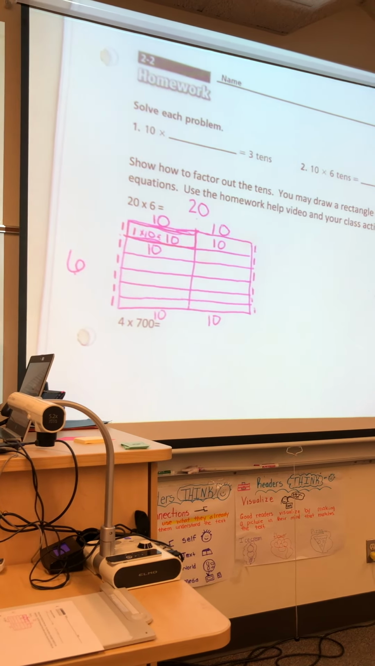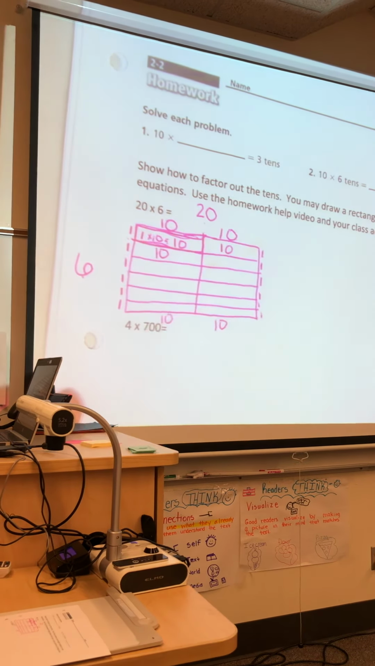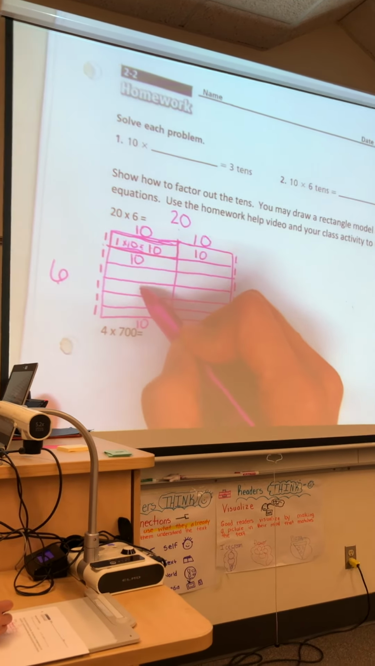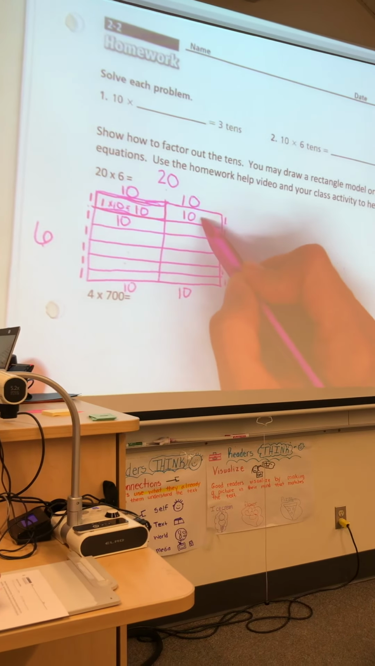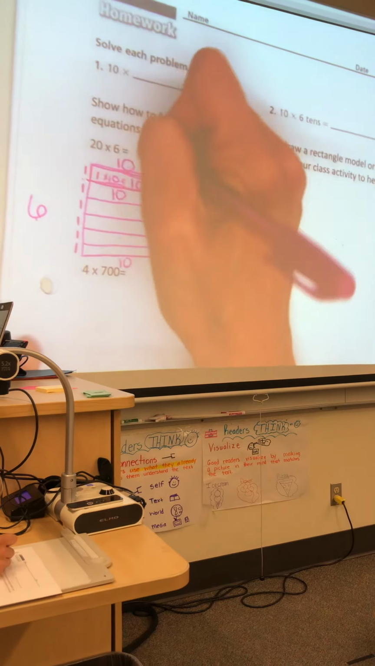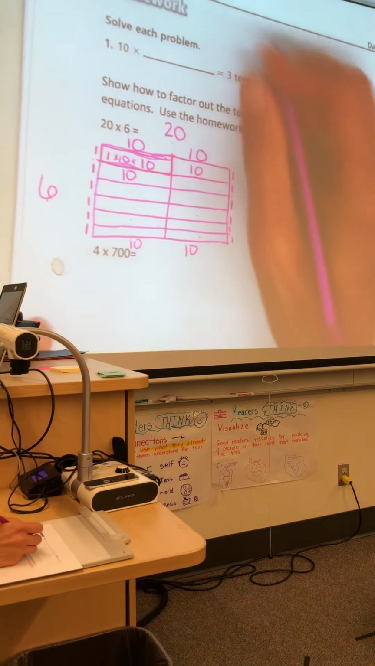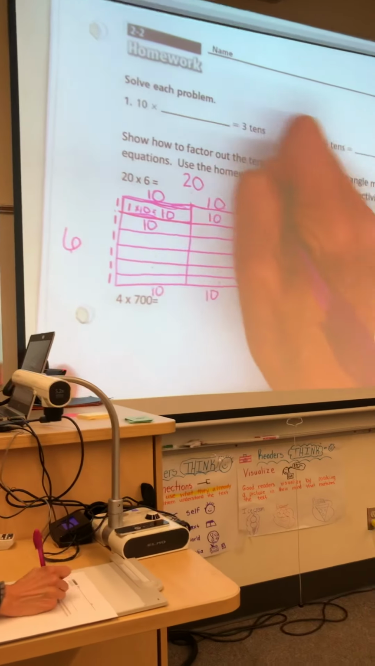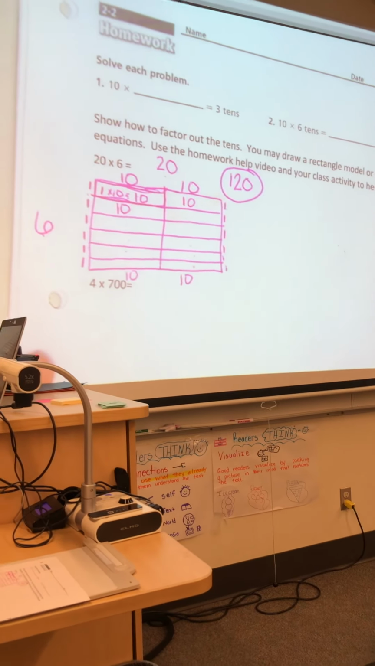So to find the answer to my equation, 20 times 6, I'm going to simply count by 10s. 10, 20, 30, 40, 50, 60, 70, 80, 90, 100, 110, 120. The answer to this one is 120. And I kind of took up a lot of space right there, so I'm going to write it right here and circle it. One way to do that is to draw your rectangles.